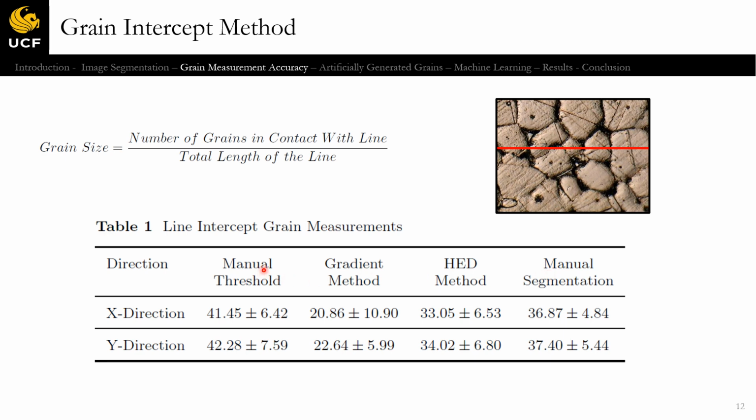The manual threshold, the gradient method, the HED method, and manual segmentation. We can see that HED did score the closest to the manual segmentation, and manual threshold and gradient method. This one was pretty close as well. Manual threshold, gradient method way underestimated the size of the grains compared to manual segmentation, as shown here.